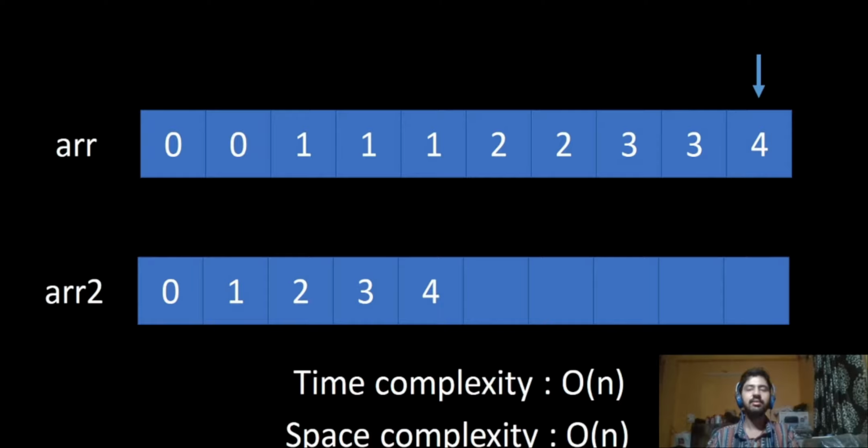Whereas the space complexity is also O of n because you had to create an additional data structure of size n. Here we didn't have to use the entire array. Let's say in the worst case, if all the elements of the input array are unique, then you will need to store n elements in the output array too. Now let's look at how to improve this.